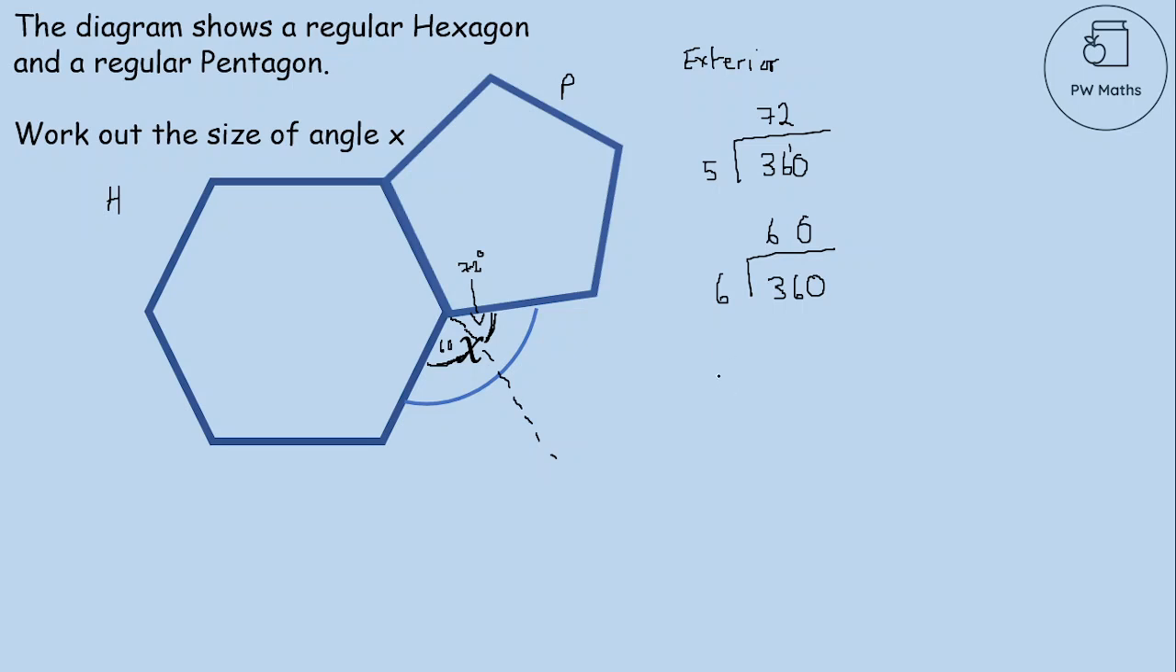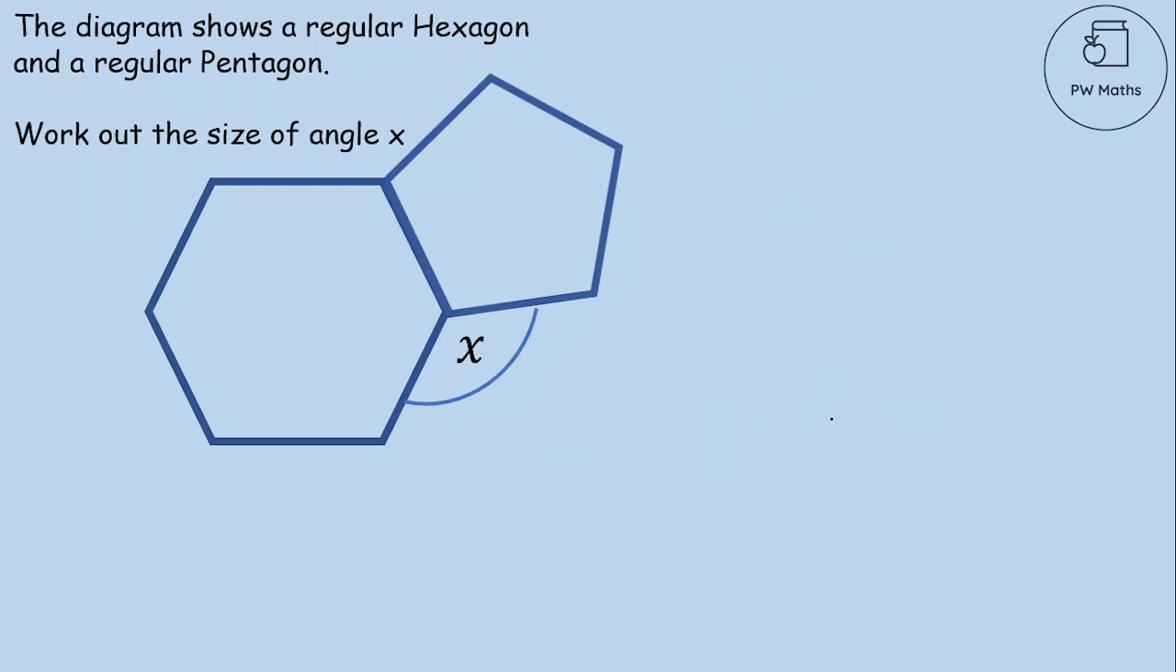And then I've just got to add the two together for 132 degrees. So X is 132 degrees. The same question now, but we're going to answer it differently using what we know about the interior degrees. Let's look at our pentagon first.